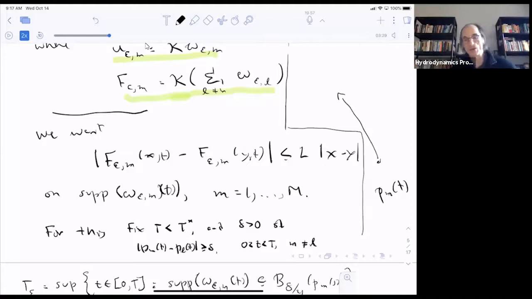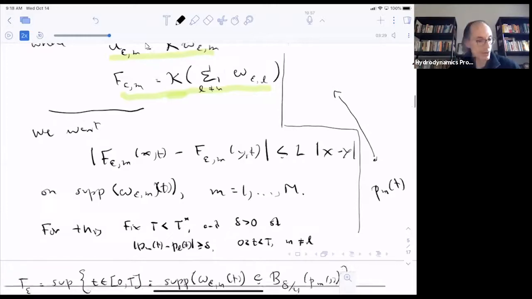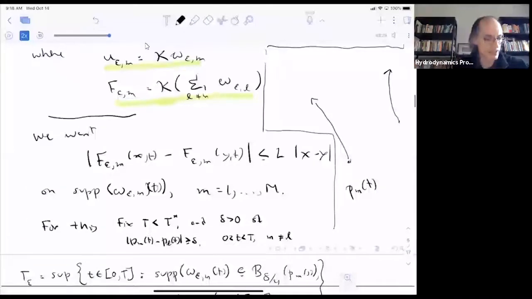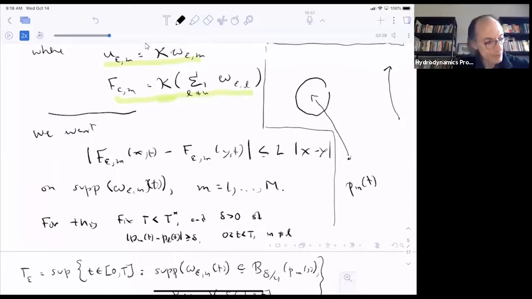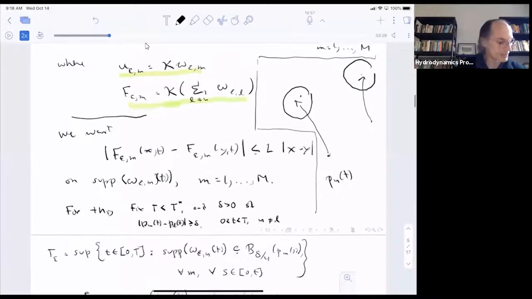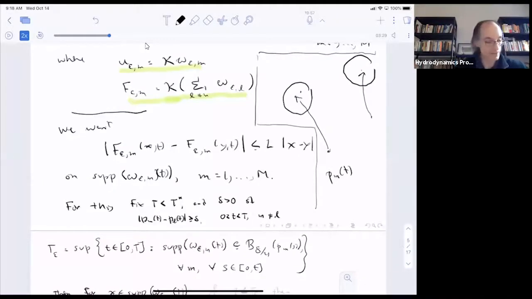So for the ODE trajectories, I can always assume they stay some distance away from each other. This distance is at least delta. Then I put a ball of radius delta over 4 around each of these. I know the distance between these two balls is at least delta over 2. Now let's go back and look at the definition of T epsilon.